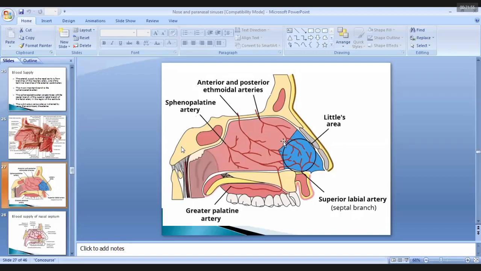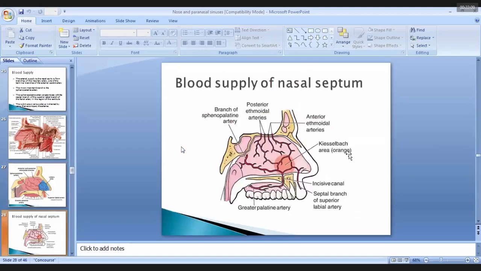Now there is a rich anastomosis between these 5 arteries, and the area at which there is an anastomosis of these branches is known as Little's area, also known as Kesselbach's area. Kesselbach's area or Little's area is a site of anastomosis between the branches of these 5 arteries that is present in the anterior part of the nasal cavity.